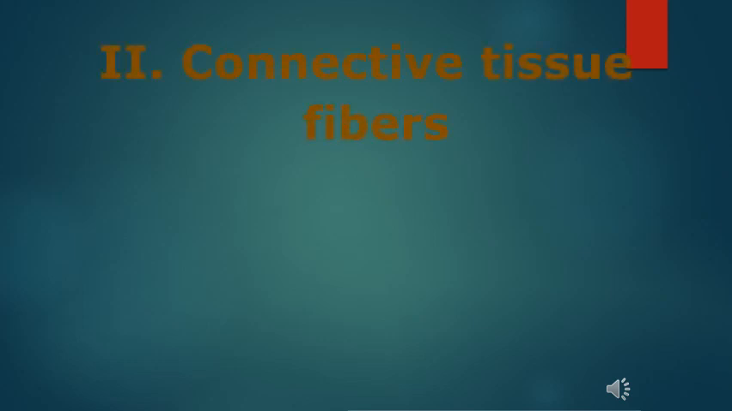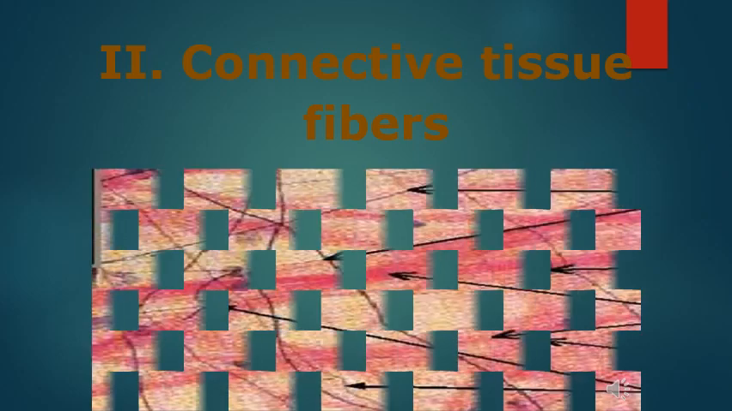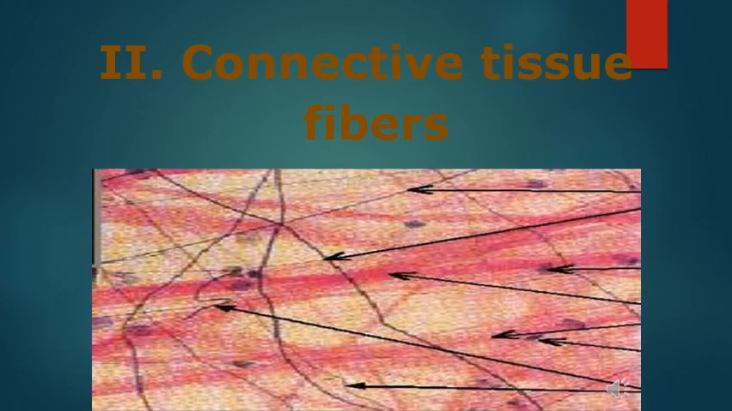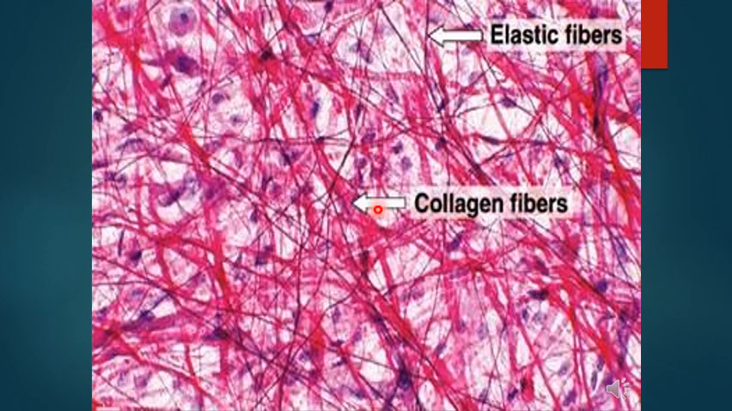Connective tissue fibers. As I told you before, there are three types of connective tissue fiber: collagen, reticular, and elastic. The collagen fibers appear acidophilic and are arranged in bundles, while the elastic fibers are singly arranged. The reticular fiber does not appear here in this photo because it is stained with silver, and this is a hematoxylin and eosin stained section.